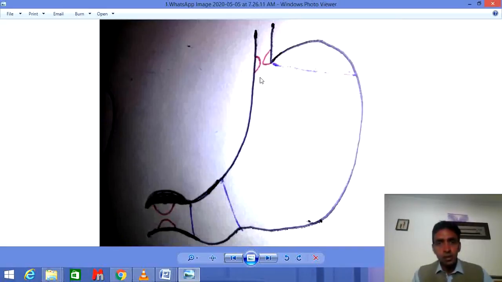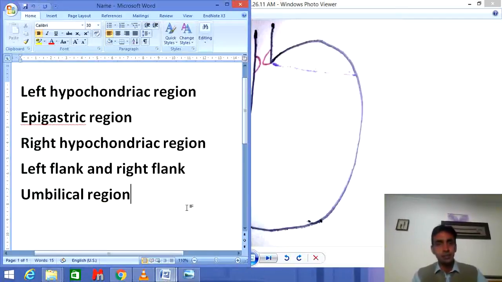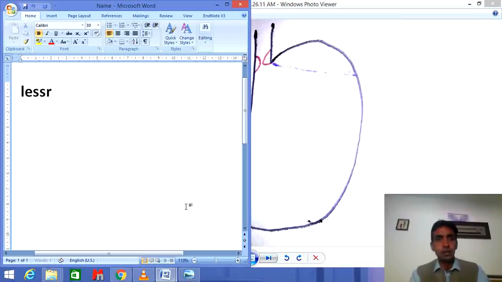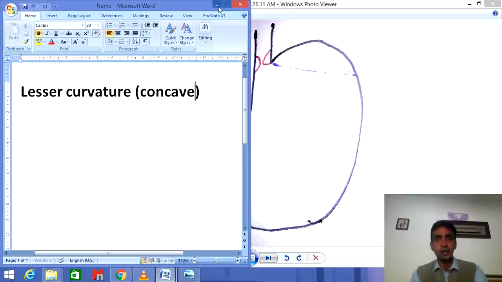In this diagram you can also see this curvature and this curvature. The curve on the right side is called the lesser curvature. The lesser curvature is always on the right side, and it is always concave in structure.